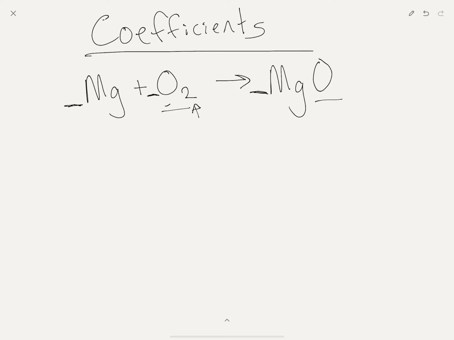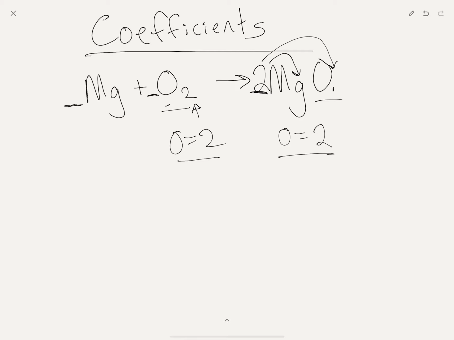The way this works is if I have 2 oxygens on the reactant side, I want 2 oxygens on this side. The thing that I can multiply this 1 oxygen by to get it to 2 is the number 2. Meaning we have 2 oxygen and we also have 2 magnesium. We'll get to the 2 magnesium later. The oxygens are now in balance on both sides. There's 2 on the product side and 2 on the reactant side.